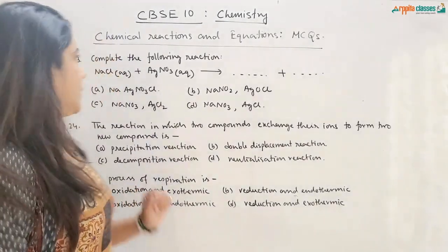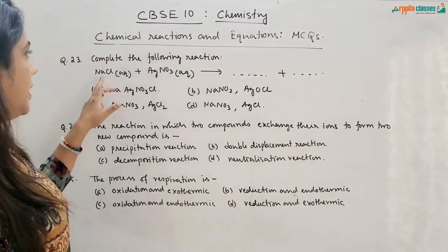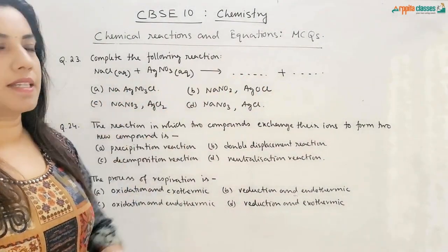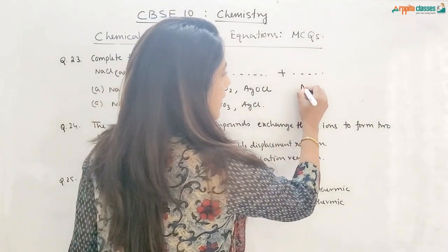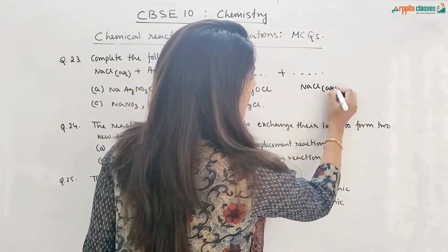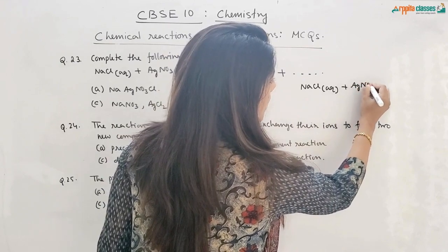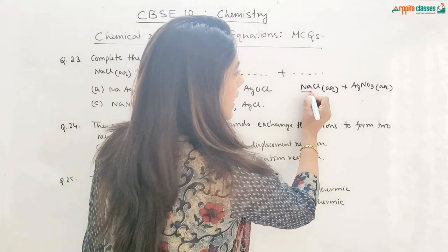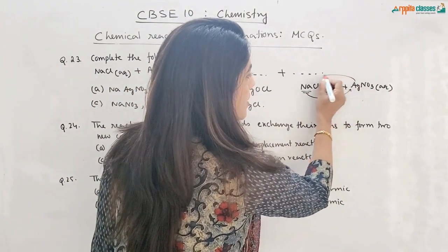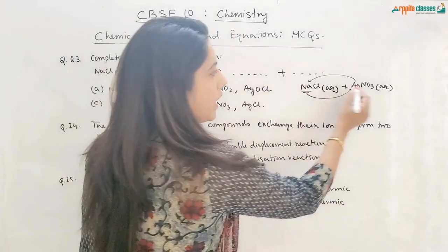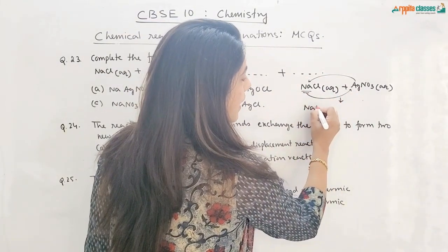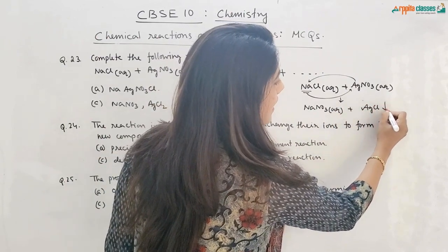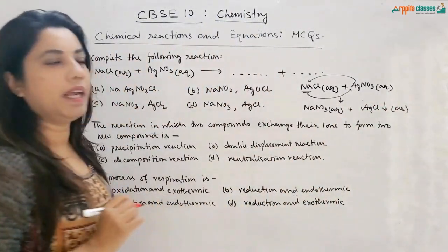The next MCQ is, complete the following reaction. NaCl aqueous plus AgNO3 aqueous will give us dash and dash. Let us see what it gives us. This should be a double displacement reaction where Na and Ag exchange their places. So we should get NaNO3 aqueous plus AgCl, so NaNO3 and AgCl.